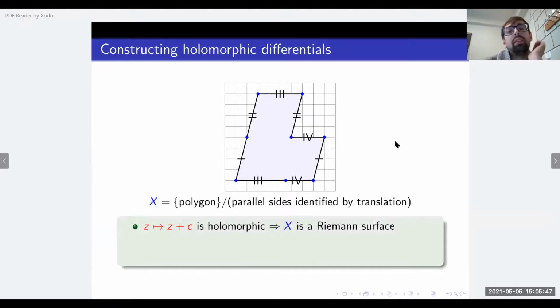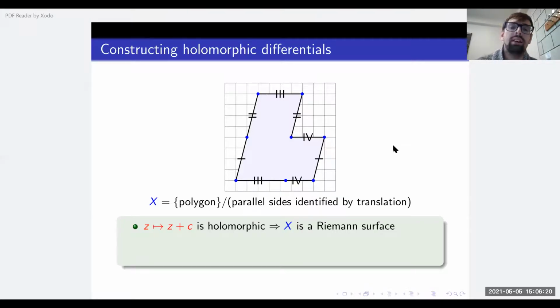The nice thing about this construction is that you can think of this as a polygon in the real plane, but I want to think of it as sitting inside the complex plane. Since I'm identifying by translations, and translations are holomorphic functions, this quotient is not just a topological surface, it naturally has a complex structure on it. It just inherits a complex structure from C, because the transition functions, which are translations, are holomorphic.